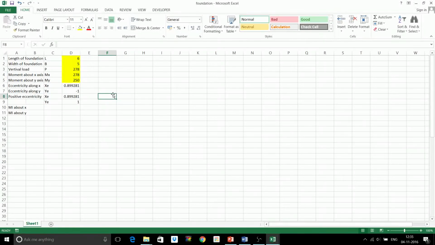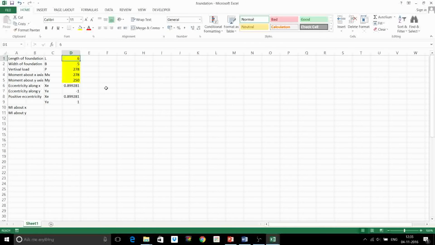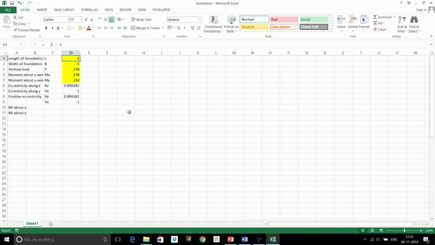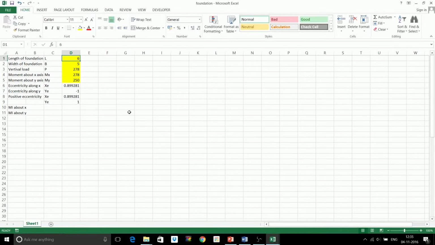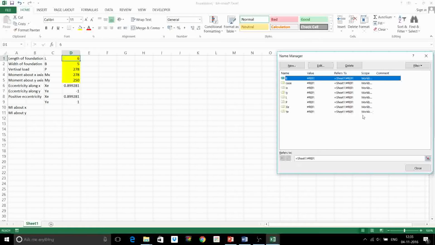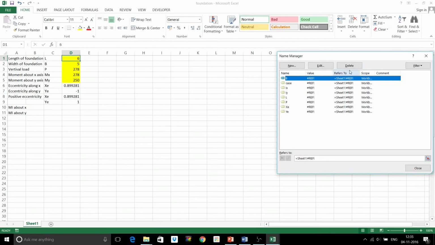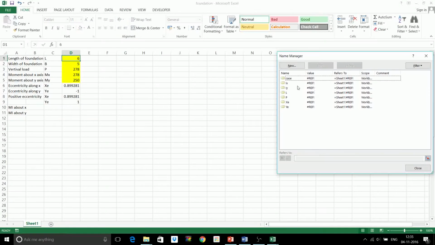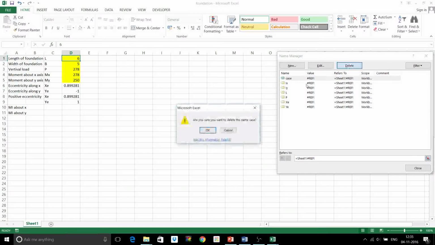And one more thing I want to do here, I will define names for these cells. Those will make it very easy to write the formulas. Okay, delete. These are my names.